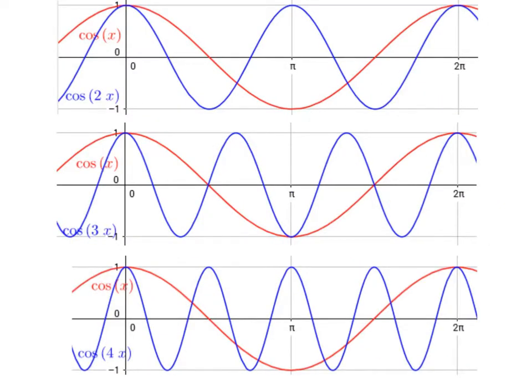Likewise, we can see the same thing happening with cos of x. So on the top graph, our red curve is y equals cos of x, and our blue curve is y equals cos of 2x. In our second graph, the red curve again is y equals cos of x, and the blue curve is y equals cos of 3x. And in the last graph, the red curve again is y equals cos of x, and the blue curve is y equals cos of 4x.